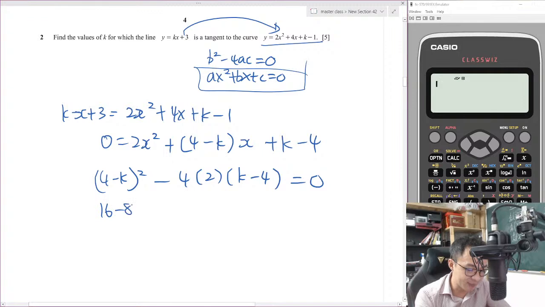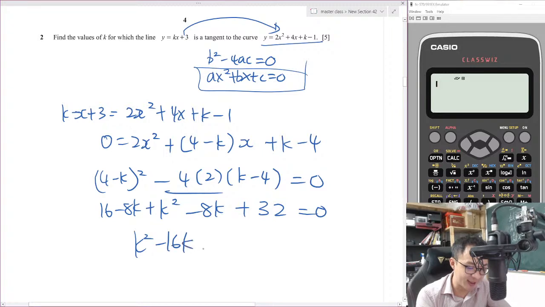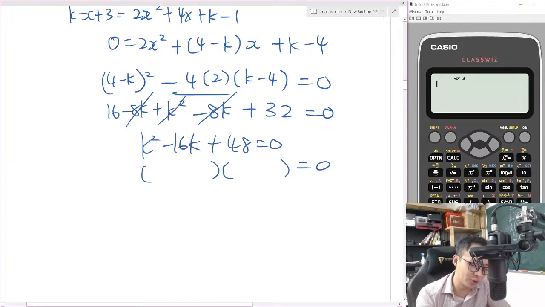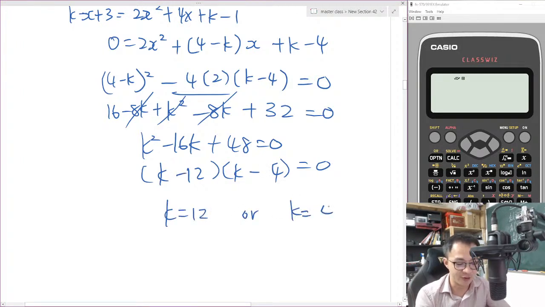So this is 16 minus 8k plus k squared minus 8k plus 32 equals 0. So I have k squared minus 16k, cancel all this, and then plus 48 equals 0. Then I need to factorize this one. For 48, I can use 12 and 4, both with minus. So k equals 12 or k equals 4.